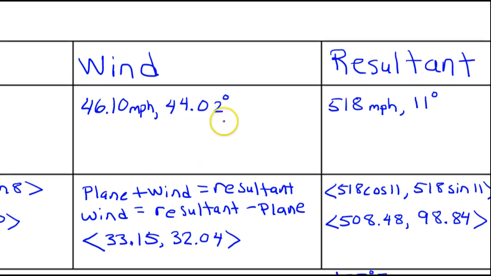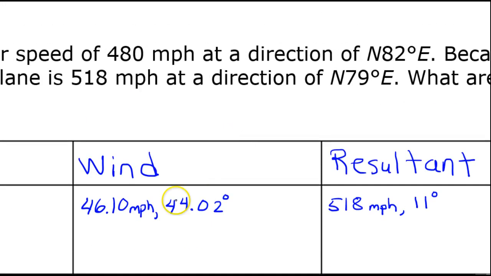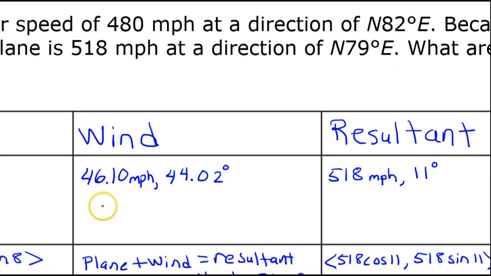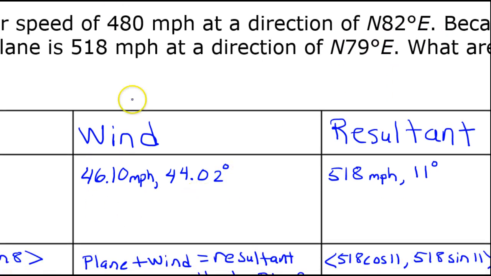Okay, however, we have to be careful. For the final answer, you have to make sure that any direction is written in the same format that you were given in the original problem. So they didn't just give me an angle measured from the positive x-axis, they gave me things like north 82 degrees east, north 79 degrees east. So I need to rewrite this using that format.